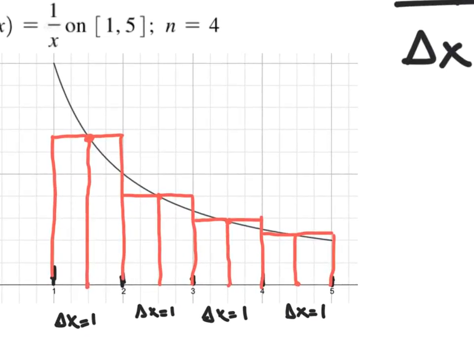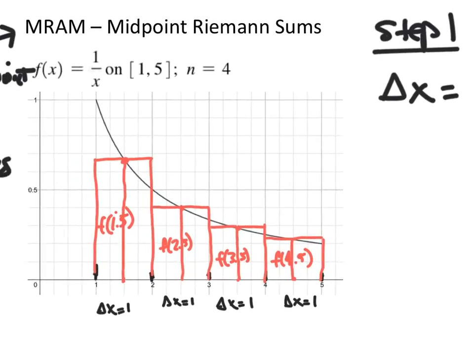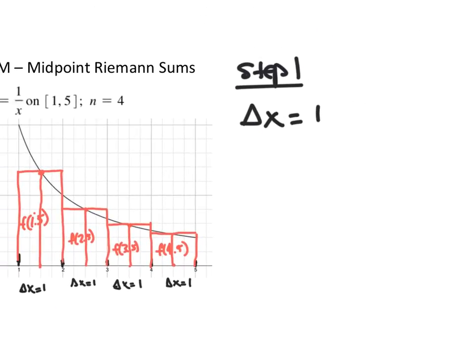So what I want to do now is calculate f of 1.5. So let me do 1.5. I want to do f of 2.5. I want to do f of 3.5, and then f of 4.5. Okay, those are my heights. All right, and so what I want to do in step 2, and I'm going to use my calculator, is get some values for those.